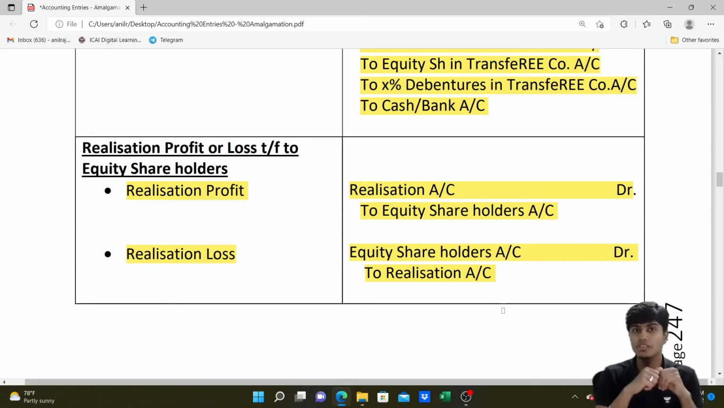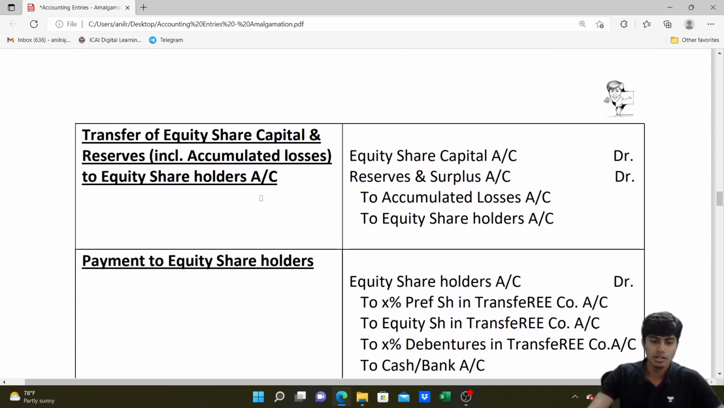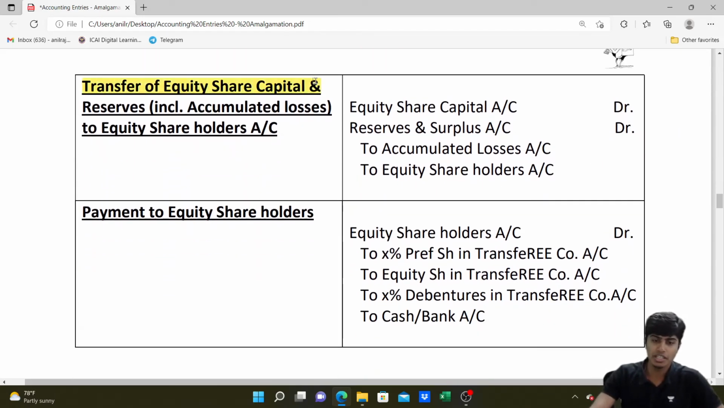So what items will go to the equity shareholder account? Equity share capital, reserves and surplus, realization profit or loss. All the three will be transferred to our equity shareholder. We've already done the transfer of realization profit or loss. So now in the next entry we'll transfer share capital and reserves. Have a look. Transfer of equity share capital and reserves, including accumulated losses, to equity shareholders. Share capital will have a credit balance. To close it, we need to debit it.